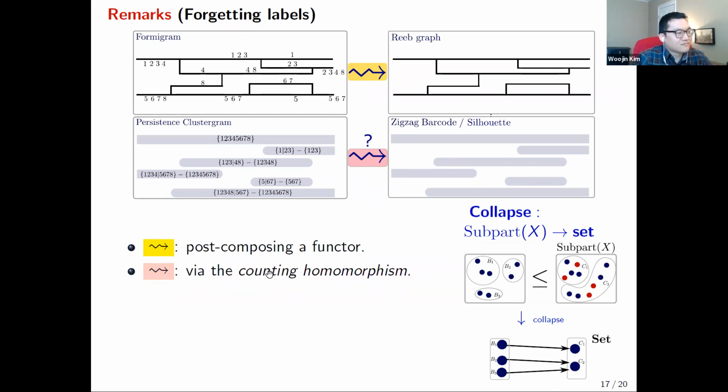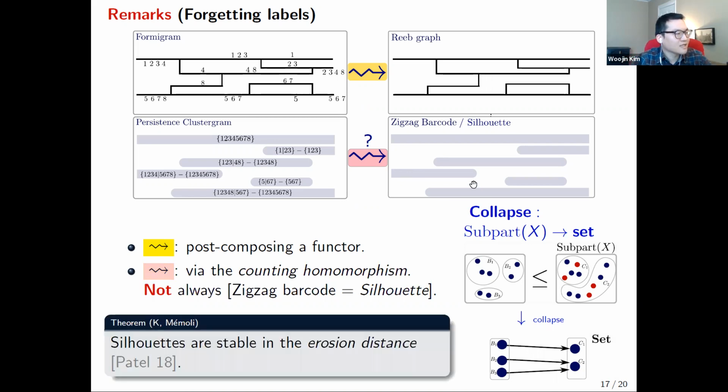Yeah, that's how we are applying the counting homomorphism, and this silhouette is actually not always the zigzag barcode of the riprap. There is some condition we need to guarantee so that the silhouette coincides with the zigzag barcode. And these silhouettes are stable in the erosion distance under mild assumptions about the formigram.